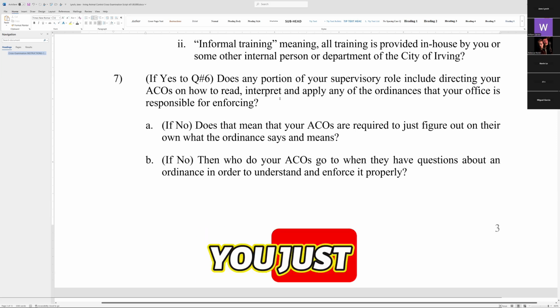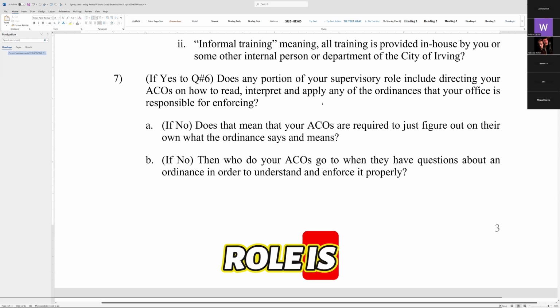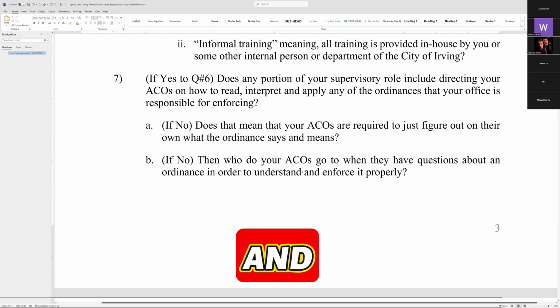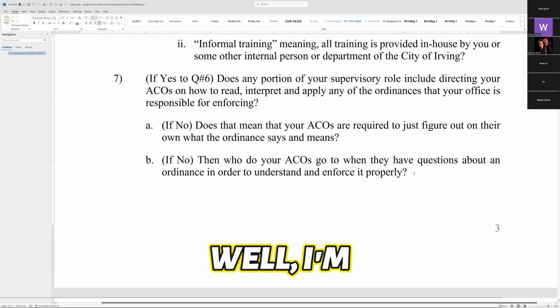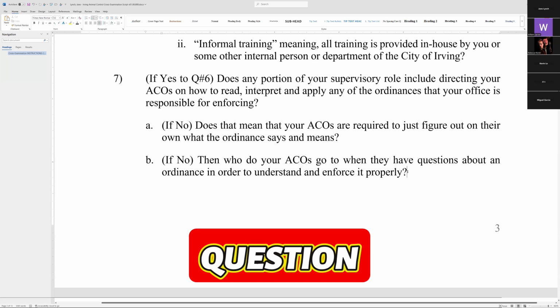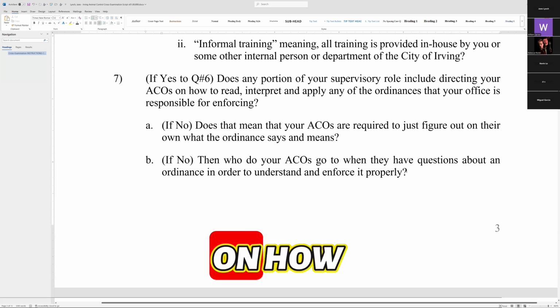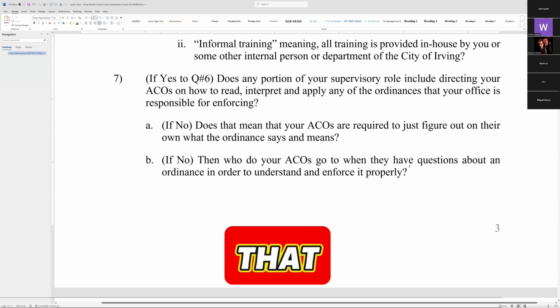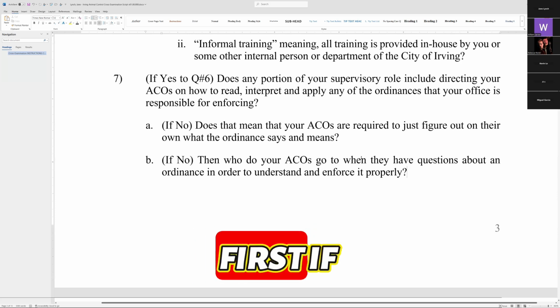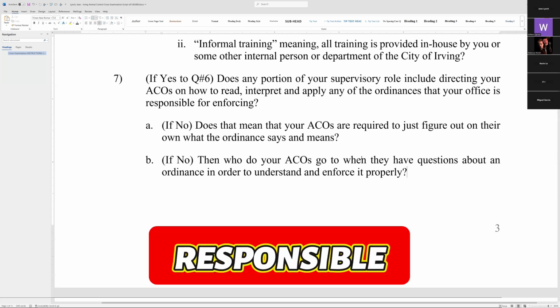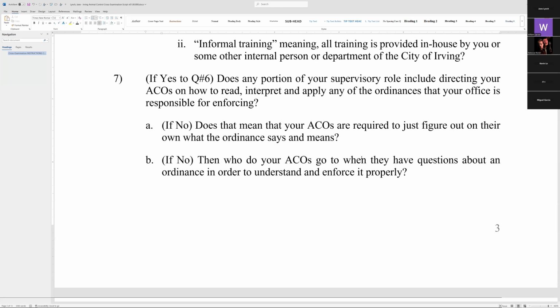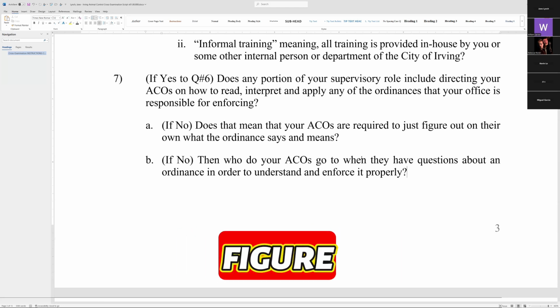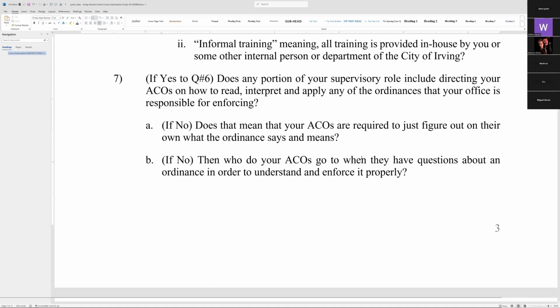Okay. Well, it can't be both ways. You just said that part of your supervisory role is not to teach them how to properly read and apply an ordinance. And now you're saying that you're the one they come to with questions? Well, I'm saying that they do, and I answer the question. Okay, so you are the one instructing them on how to read, interpret, and apply an ordinance. No, they're responsible for reading the English language themselves. That isn't the question I asked you. I asked you first if part of your role was directing your ACOs on how to read, interpret, and apply any of the ordinances that your office is responsible for enforcing, and you testified no. Then I asked you, does that mean that they're required to figure it out themselves? And you said yes. As the situation arises.